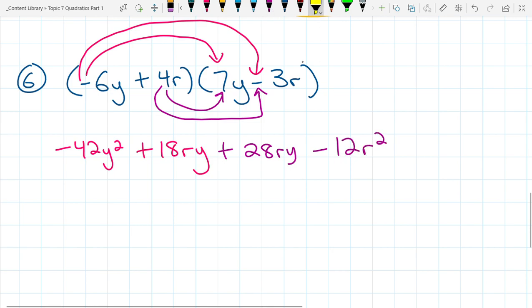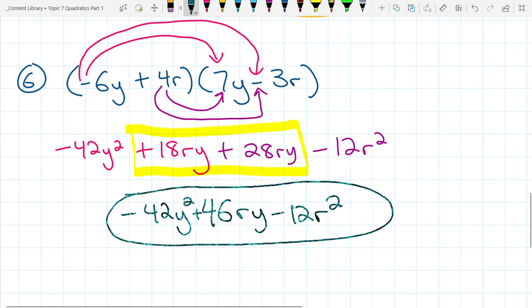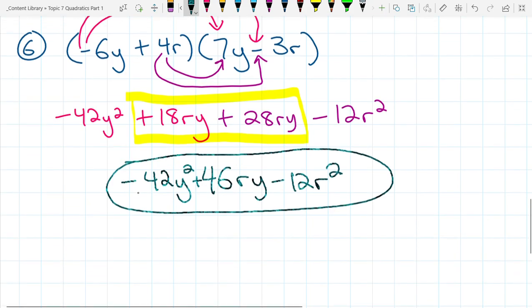So then you look for common terms, which we have right here, the ry's. So an 18ry and a 28ry is going to make a 46ry. These are y squareds, these are r squareds, so they're not the same. So we just bring them down into the problem. And so that's our final answer. And again, the order on that one would not matter.